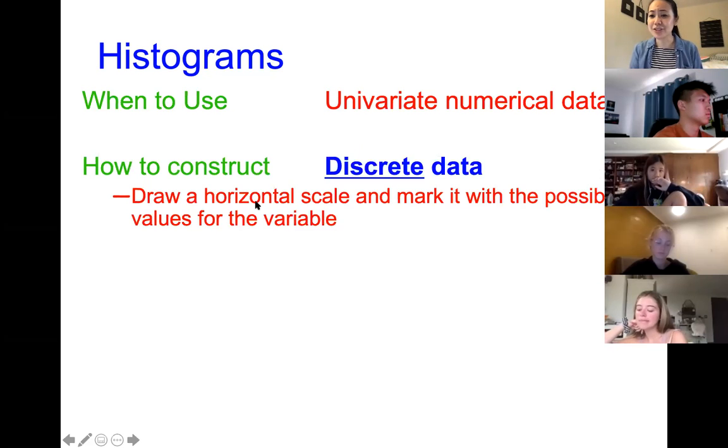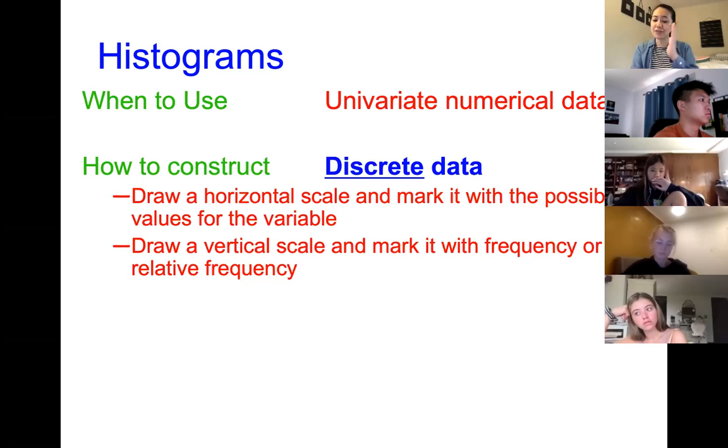So let's talk about the discrete one first. How to make it: you're going to draw a horizontal scale, mark it and tally it with all the different possible values. You're going to have a vertical scale as well. And the vertical axis is always going to be either frequency or relative frequency, and those are your two options.